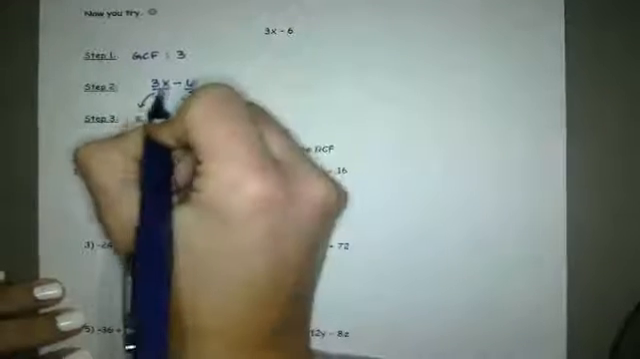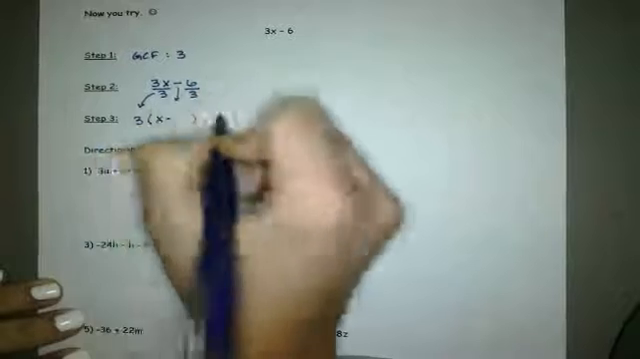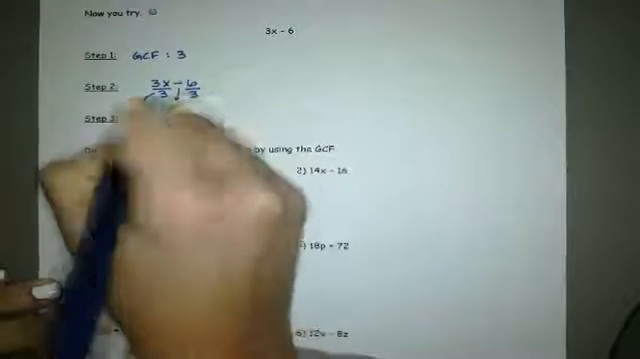Now, 3x divided by 3, the 3's essentially cancel out. I'm left with x. My negative is going to come down, and 6 divided by 3 is 2.